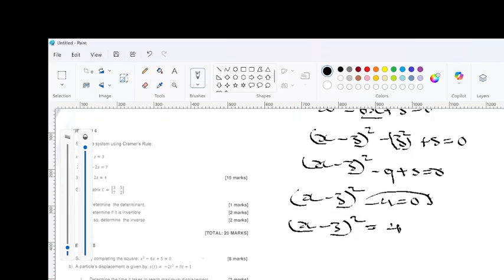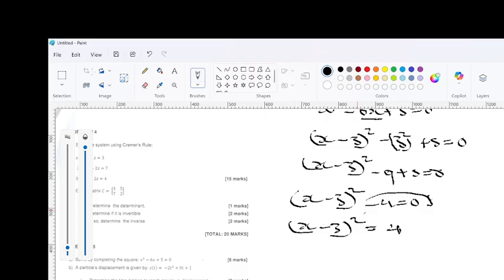What do we do from here? We introduce the square root, because for us to cancel the square, the square root and the square cancel out. So it will be x minus 3 equals, what is the square root of 4? That is 2. So it will be plus or minus 2.